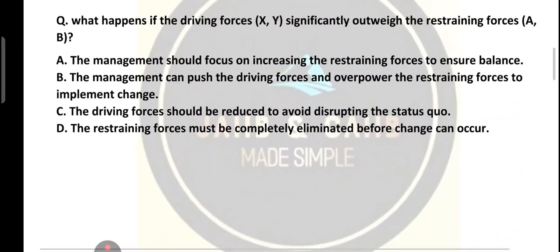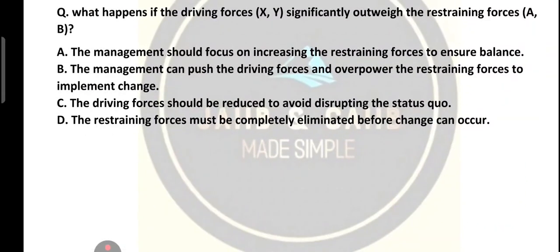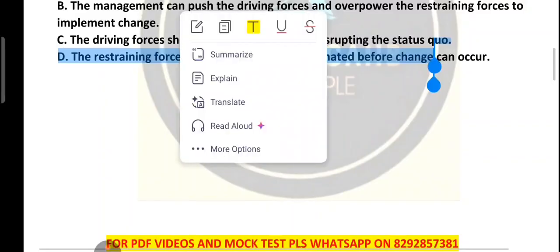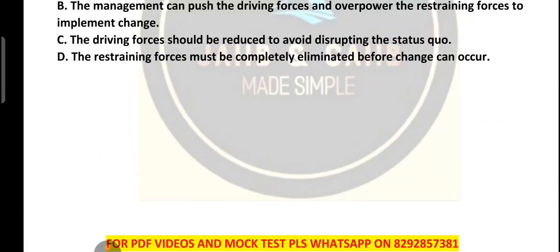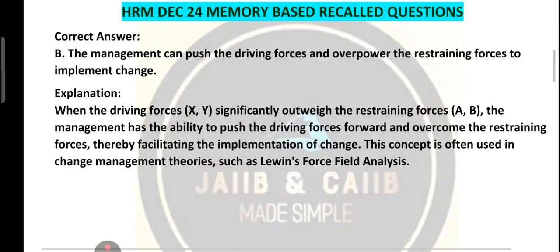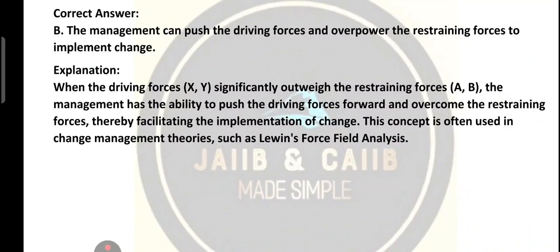So to summarize, driving force means push for change, like new ideas, new goals, new improvements, right? And restraining force means things that block change. So whenever driving forces are stronger, you can implement change successfully, right? That is Lewin's force field model. So when positive energy is higher than the resistance, don't slow down, move forward.